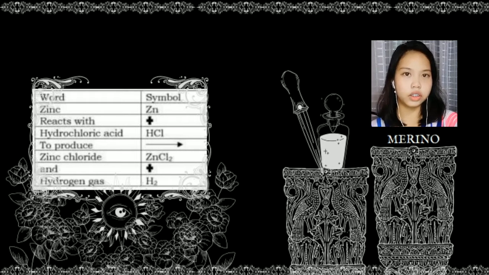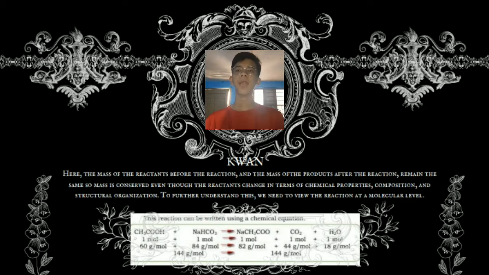All chemical reactions follow the law of conservation of mass. Antoine Lavoisier, a French chemist, proposed the law of conservation of mass, which states that mass is neither created nor destroyed in a chemical reaction. This means that the mass of the reactants before the reaction and the mass of the products after the reaction remain the same, so mass is conserved even though the reactants change in terms of chemical properties, composition, and structural organization.